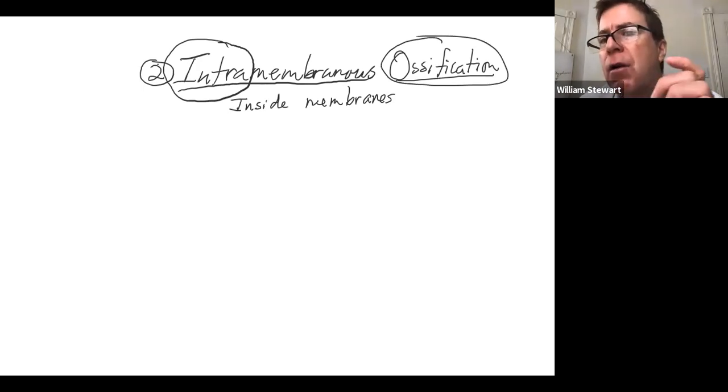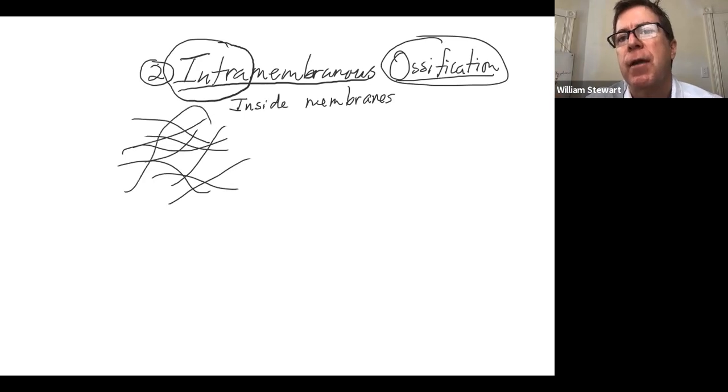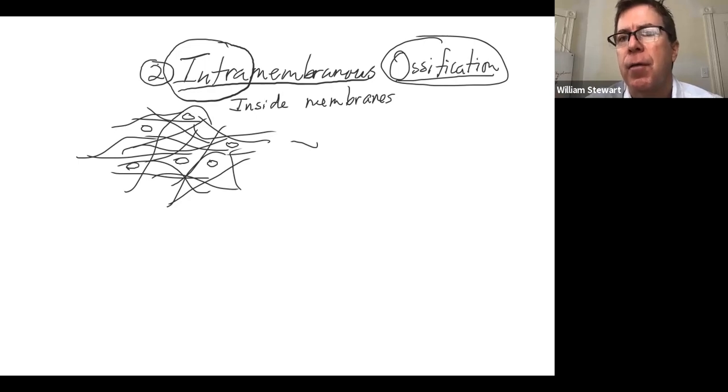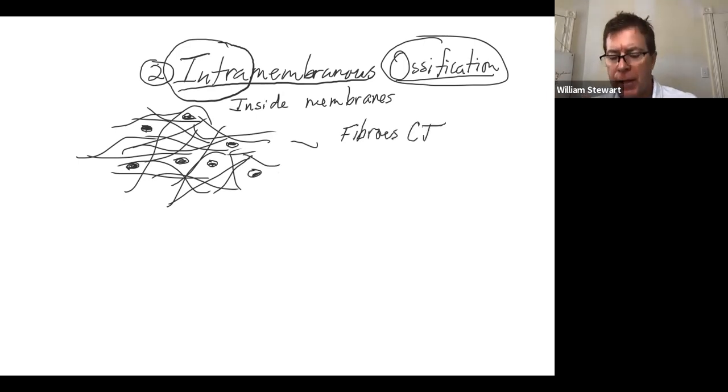We do not start with a hyaline cartilage model. We start with fibrous connective tissue. Fibrous connective tissue, think of something that looks kind of like areolar connective tissue. It's a bunch of fibers with some living cells. These are actually mesenchymal cells because the baby hasn't been born yet. So these are still mesenchymal cells in fibrous connective tissue. So I'm just going to write fibrous CT. And these are the steps.